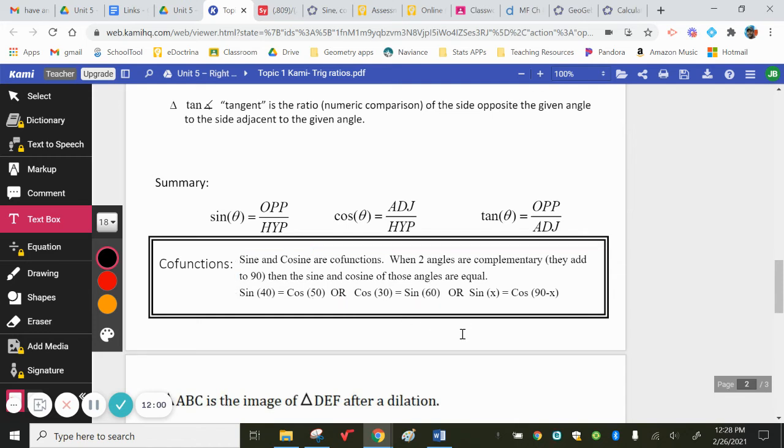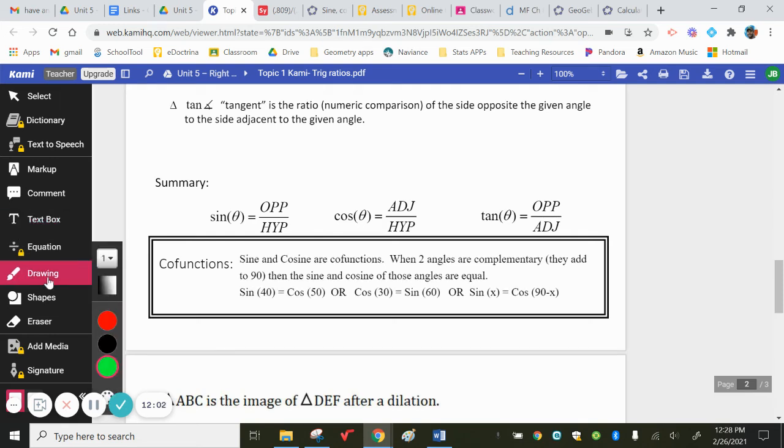And if I was going to go with a very generic case like this over here, you see the sine of x is equal to the cosine of 90 minus x, because x plus 90 minus x is equal to 90. So that's what a cofunction is. These two functions, sine and cosine, are cofunctions, and when the angles are complementary, they have the same value. We'll look at that more down here below.